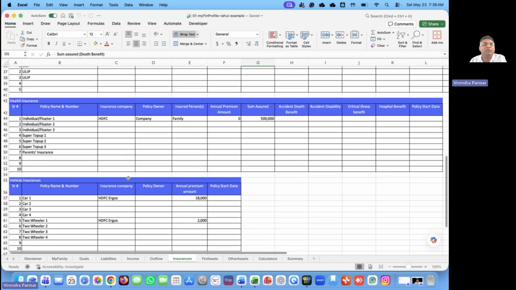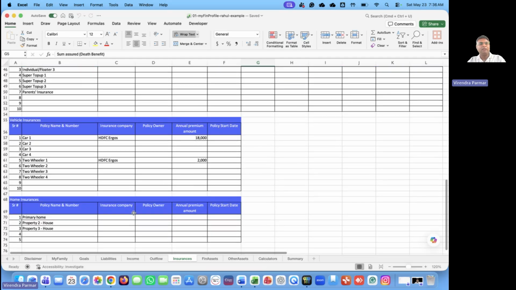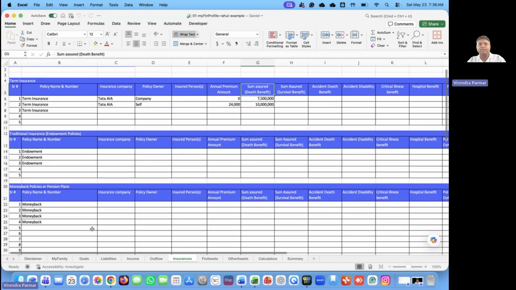Below all the things, you also have health insurance. So in case of Rahul, he has only a family floater given by the company, as you can see, and he has not purchased any other insurance. He also has a car and a two-wheeler, so he has put the amount for that, and he doesn't have any home insurance. Right. So overall, if you see this Excel sheet, this particular sheet has lots of data points, and I request you to fill it up because it will be pretty useful to you.